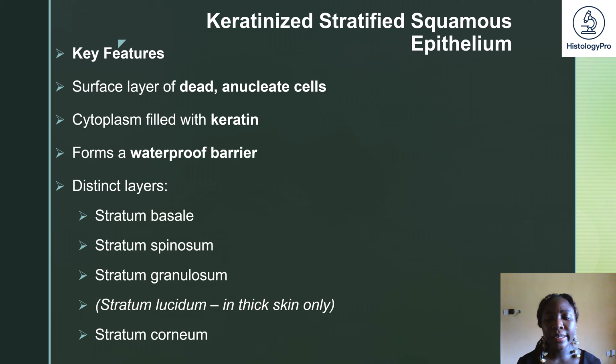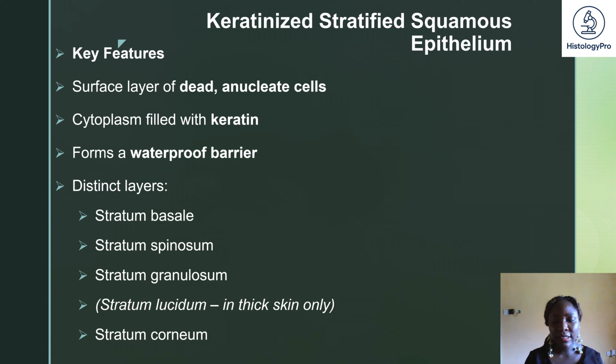Now let us examine the key features of keratinized stratified squamous epithelium. First, the surface layer is composed of dead cells. This means the cells at the free surface have lost their nuclei and organelles as part of their terminal differentiation. Secondly, the cytoplasm of these superficial cells is densely packed with keratin filaments. Keratin is a tough, fibrous structural protein that provides mechanical strength and resistance to abrasion.